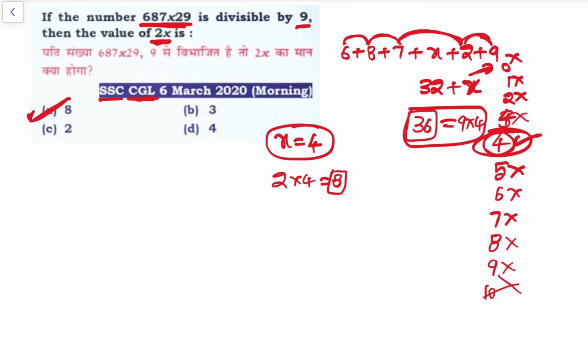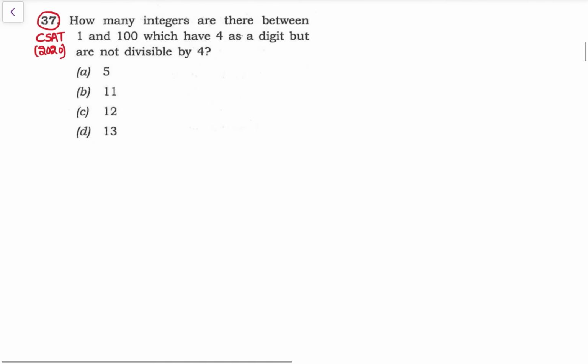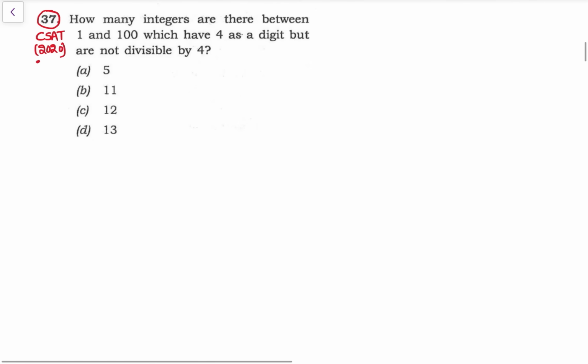Okay, divisibility rule of 9 is important. Now let's see the next question. This is a question asked in CSAT paper 2020. How many integers are there between 1 and 100 which have 4 as a digit but not divisible by 4?